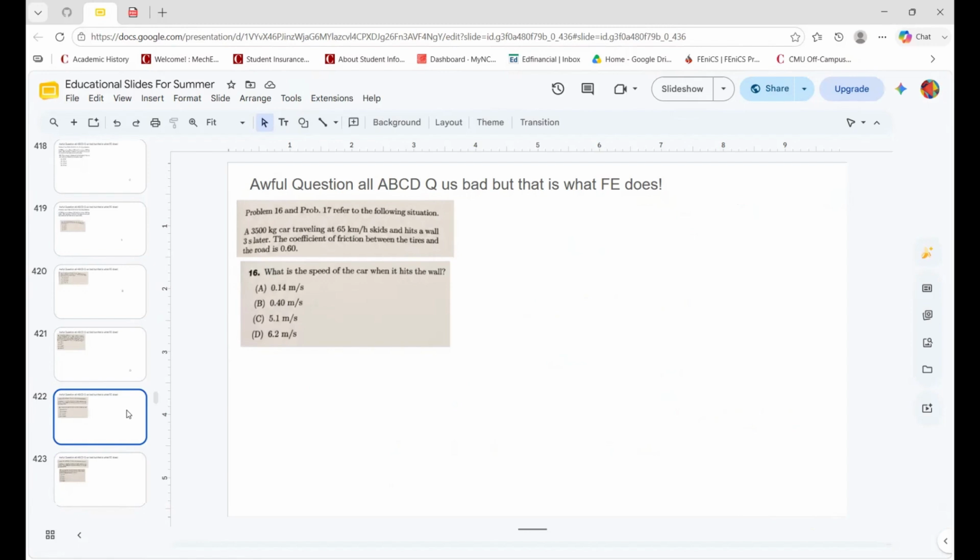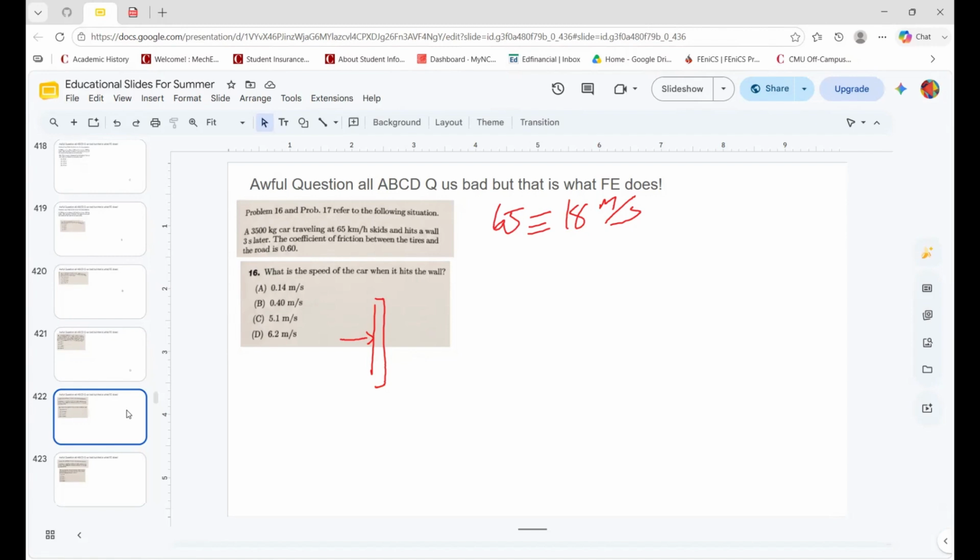What's the speed of the car when it hits the wall? A 3500 kilogram car was traveling at 65. Oh, so this one you have to multiply. 65 multiplied by 1000 divided by 3600 is about 18 meters per second, and it hits the wall 3 seconds later. The coefficient of friction between the tire and the road is 0.6. Okay, I don't know why you're telling me this. What's the speed of the car when it hits the wall? Oh, I see what you're trying to do. So it turns from V1 into V0, basically, and the coefficient of friction is 0.6.